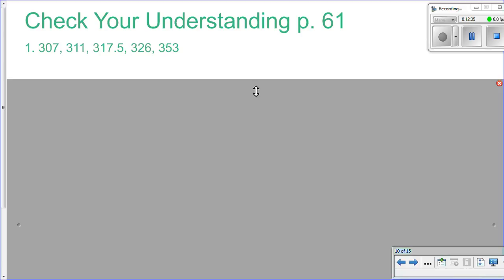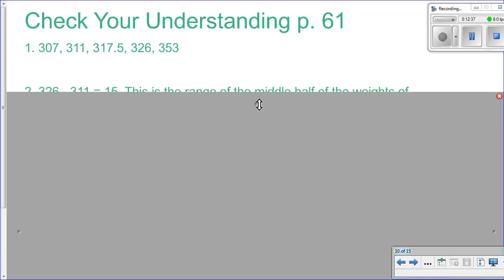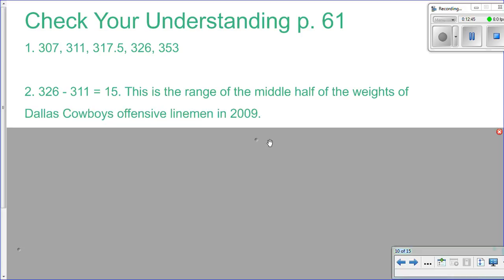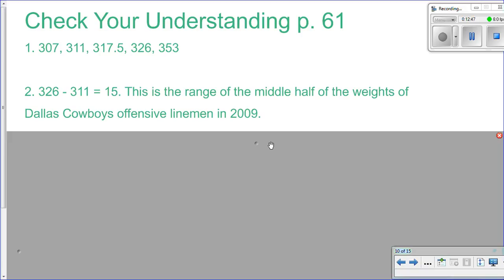The second part said to calculate the IQR. So the interquartile range would have been 326 minus 311, which is 15. So this is the range of the middle half of the weights of Dallas Cowboys offensive linemen in 2009. So that would be the interpretation of it.